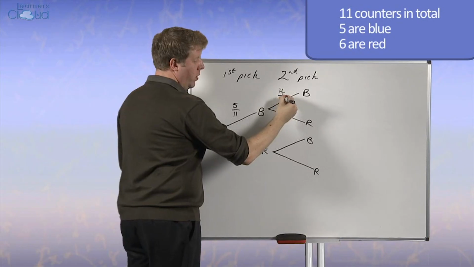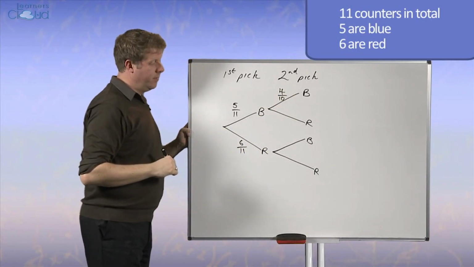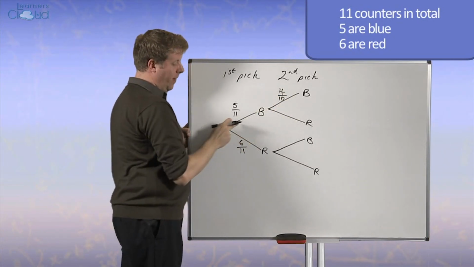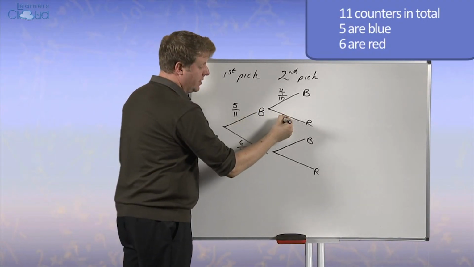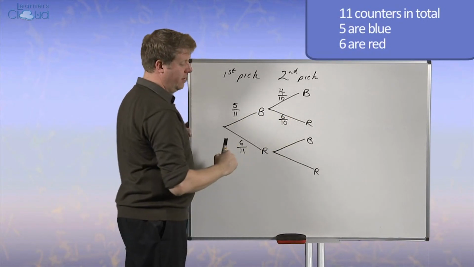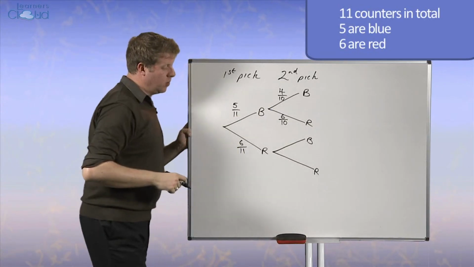So it would be 4 out of 10. If I want to pick a red here, well, if I picked a blue first, it doesn't affect how many reds I've got. So I still have 6 reds. This time it's out of 10. Checking to make sure these add up to 1.